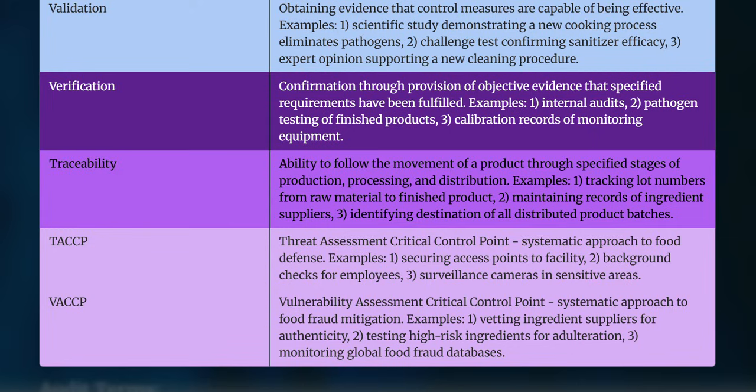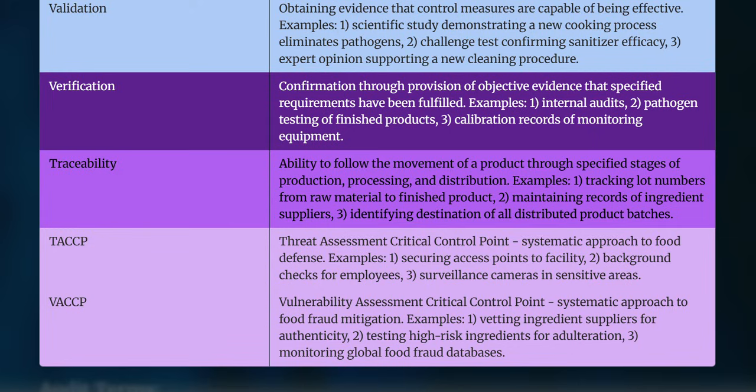And then you have traceability. In food safety, it means the ability to follow the movement of a product through specified stages of production, processing, and distribution. Examples for traceability: tracking lot numbers from raw material to finished product, maintaining records of ingredient suppliers, or identifying the destination of all distributed product batches. All these are examples of traceability.